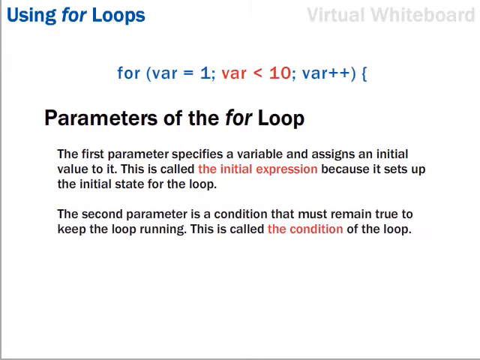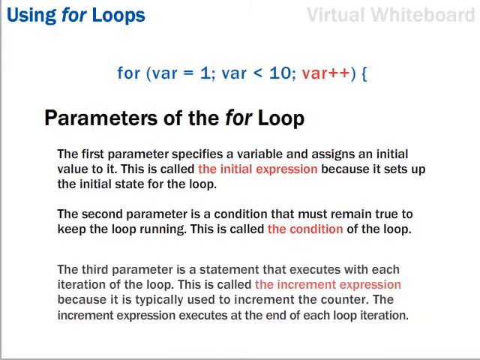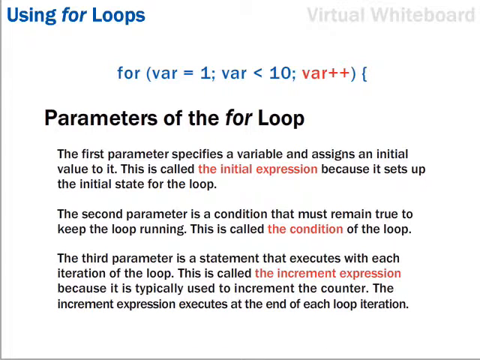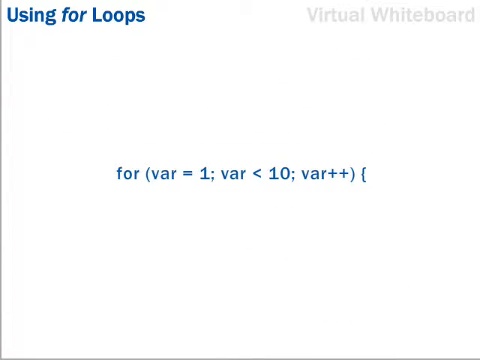The second parameter is a condition that must remain true to keep the loop running. This is called the condition of the loop. The third parameter is a statement that executes with each iteration of the loop. This is called the increment expression because it is typically used to increment the counter. The increment expression executes at the end of each loop iteration. After the 3 parameters are specified, a left brace is used to signal the beginning of a block. A right brace is used at the end of the block.